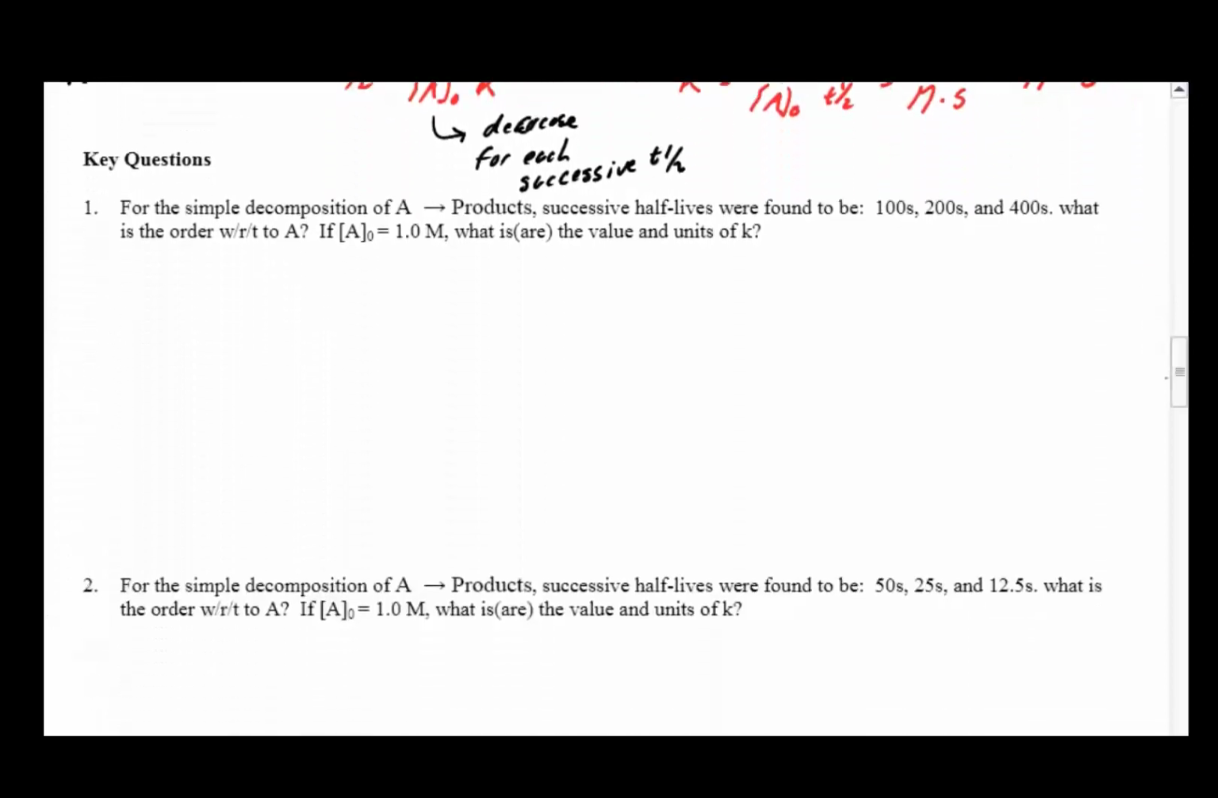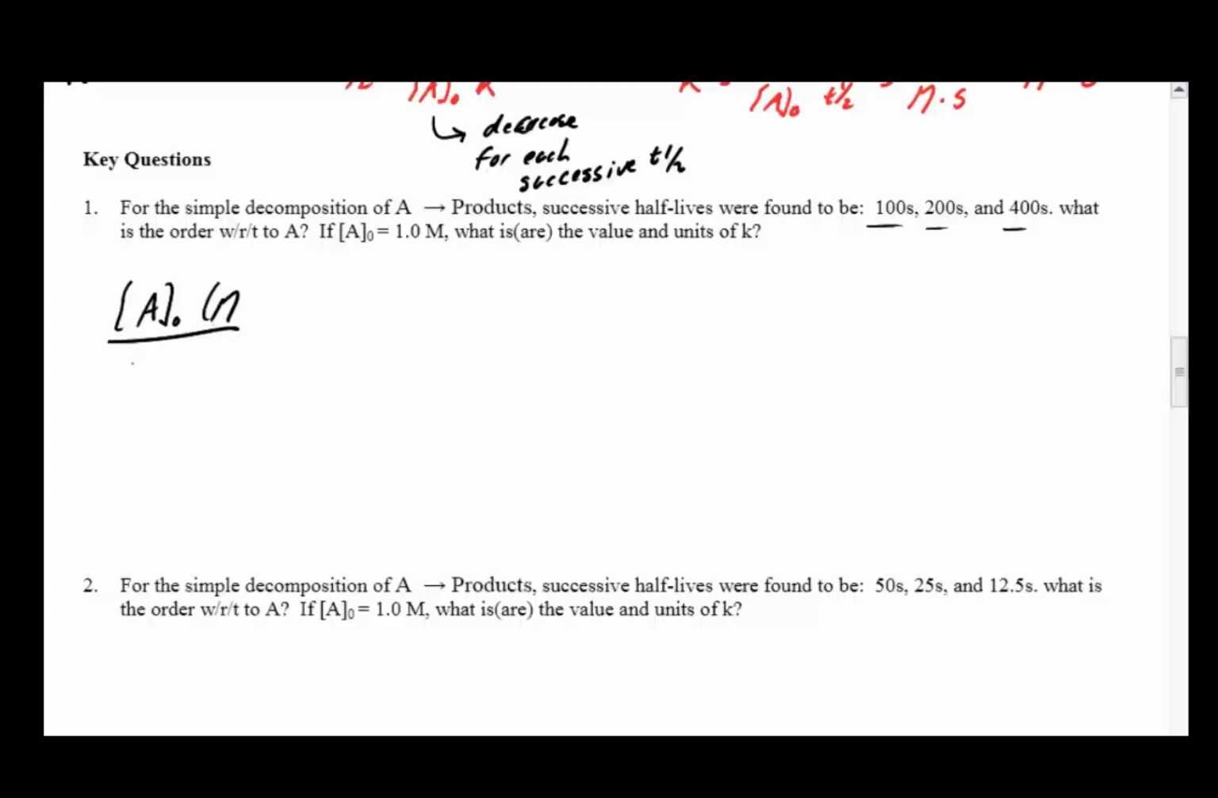In key question number 1, for the simple decomposition of A going to products, we can see the successive half-lives of 100, 200, and 400 seconds. What is the order of the reaction with respect to A? And then we're also asked to determine the value and units for K. Now, to show you what's meant by successive half-lives and the actual values, we'll do the following.